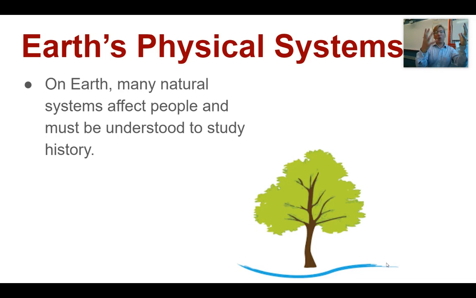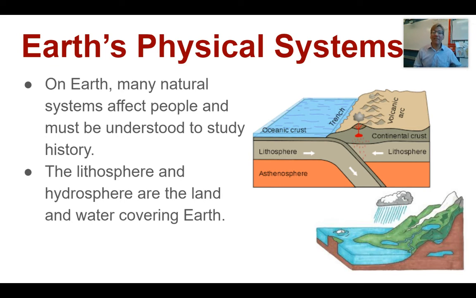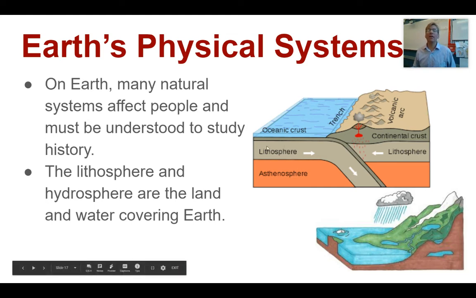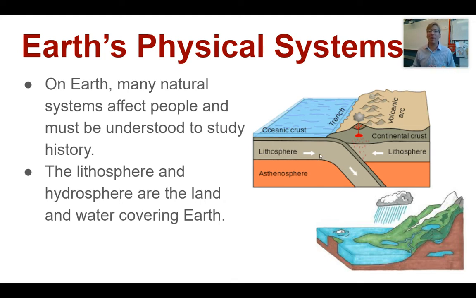Now, another part of geography that's important for us to talk about are physical systems. Now, on Earth, many natural systems affect people, and we have to understand these systems to really understand history. The lithosphere and the hydrosphere are some of these physical systems that talk about the land and the water that are covering the Earth. The lithosphere, you've probably studied plate tectonics and how the Earth is moving. That lithosphere is what we're talking about moving.